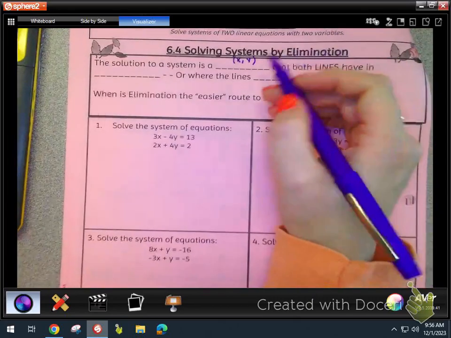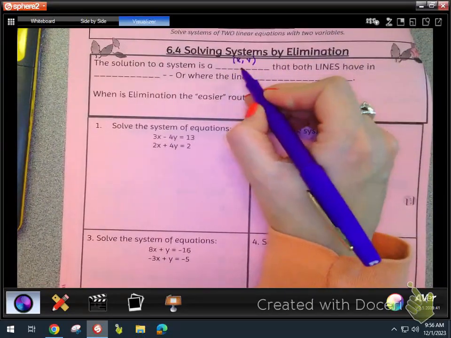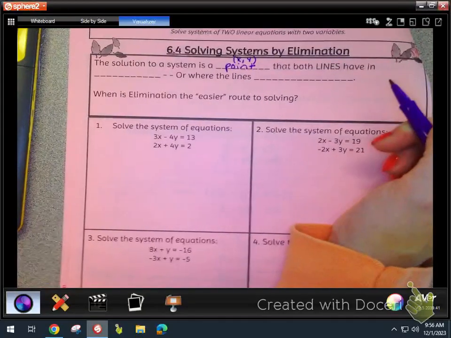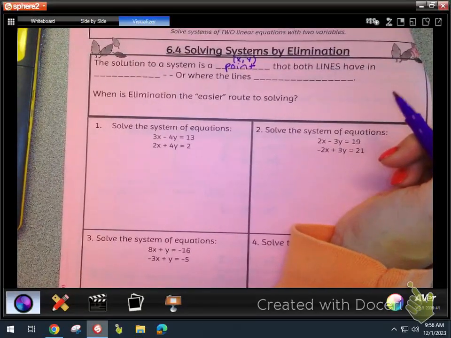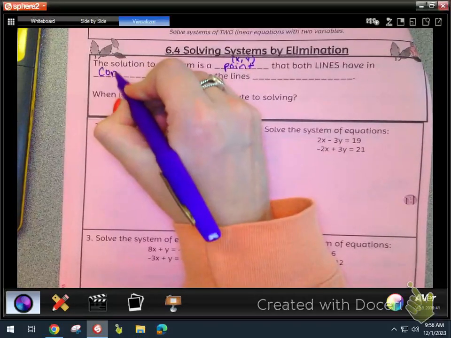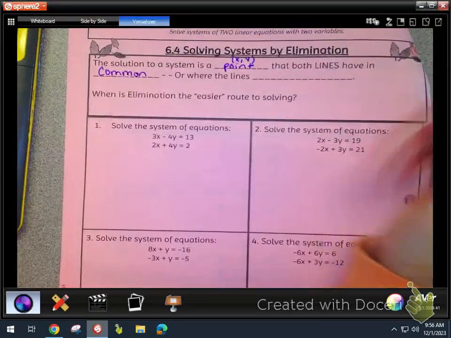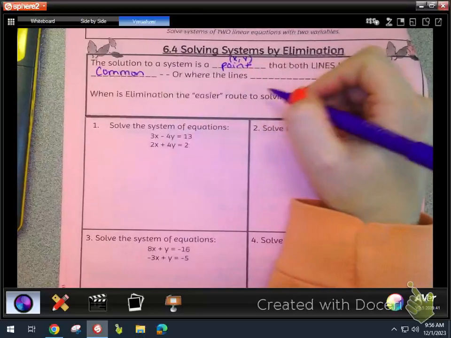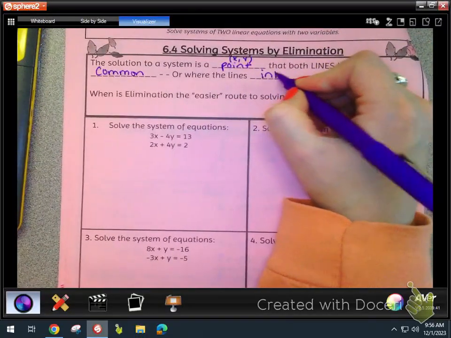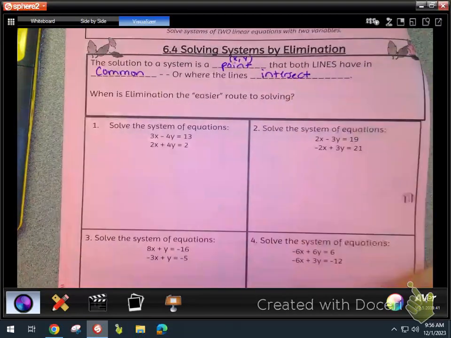Is it ordered pair? Or shorter, because I don't think I can fit all of that. Can we say point? Ordered pair is exactly the same, but I can't write that in that space. So I'm going to say point, and it is an x and y. And it's the point that the lines have in common. The solution is what they have in common, or where the lines meet, intersect, cross, all of those work. Okay?